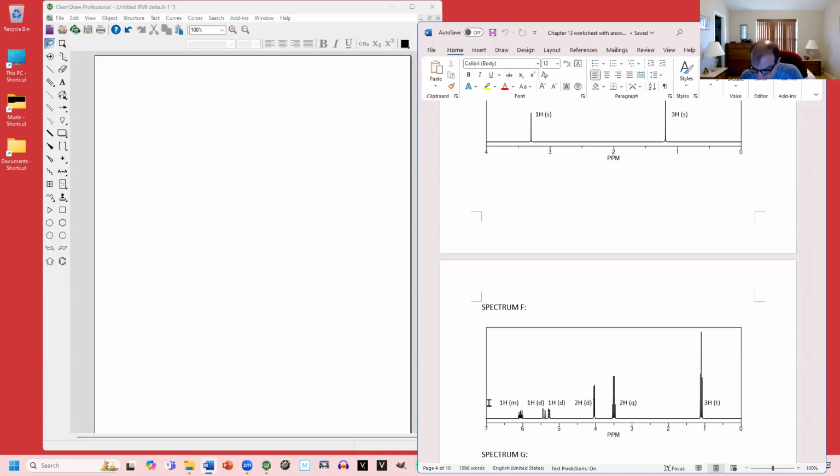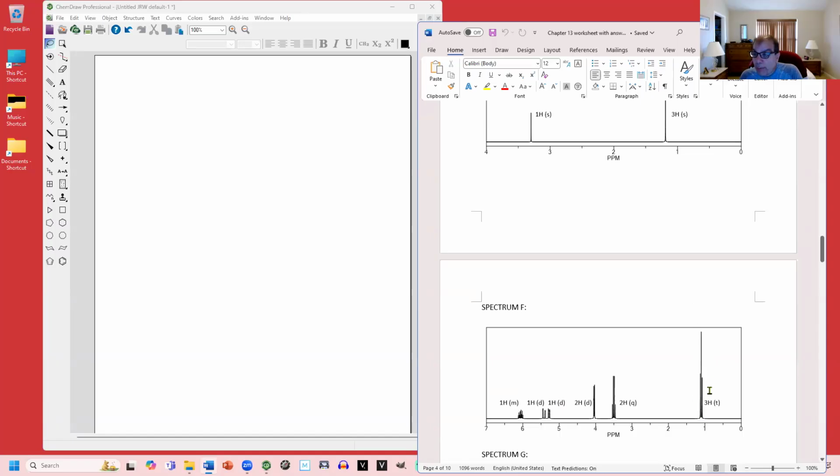Those are called vinylic hydrogens, VINYLIC. And we have a grand total of 3 of those. We also have a 3H triplet and a 2H quartet. And class will make that pretty clear. That's a clear signature of an ethyl group, CH3, CH2. The 3H resonance is the CH3 of the ethyl group.